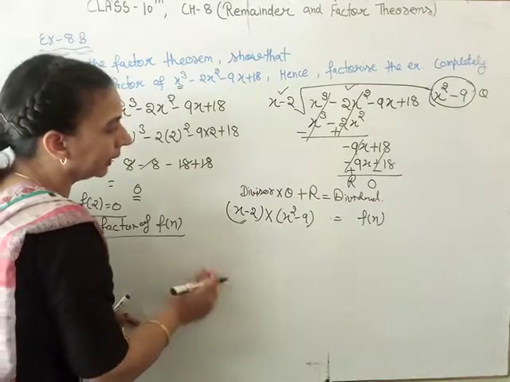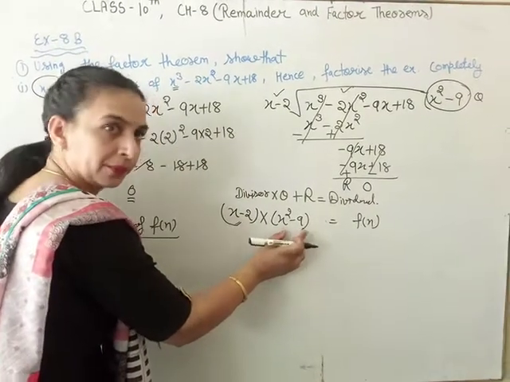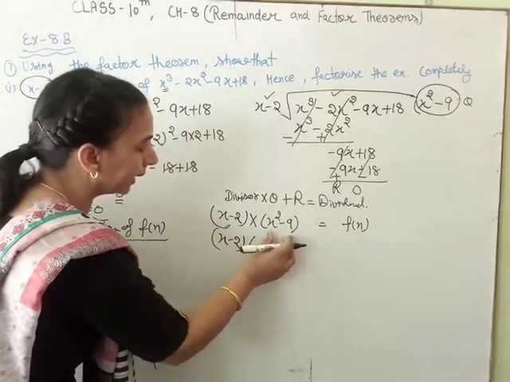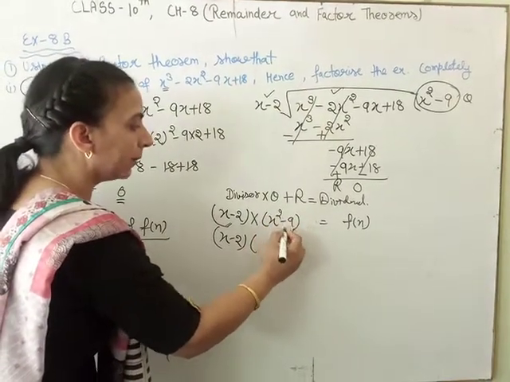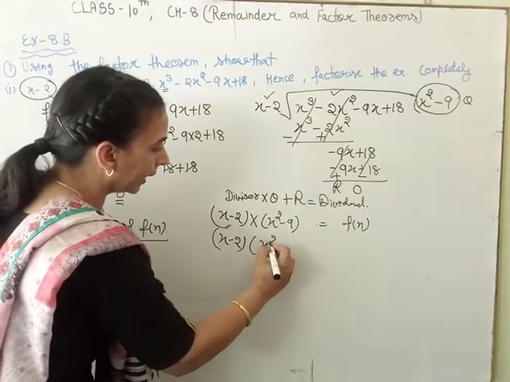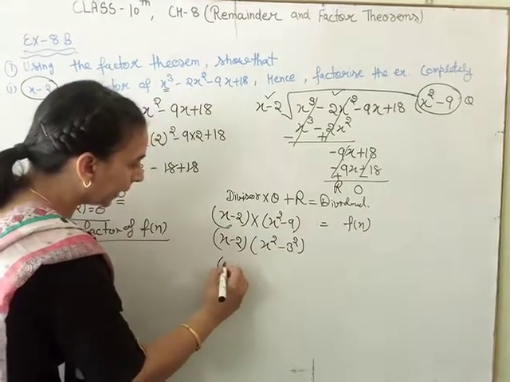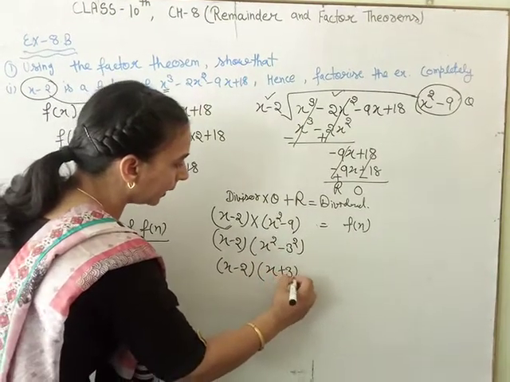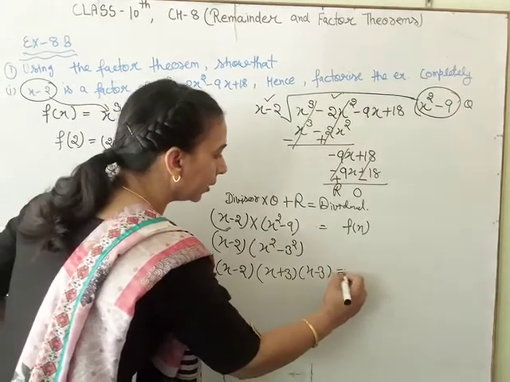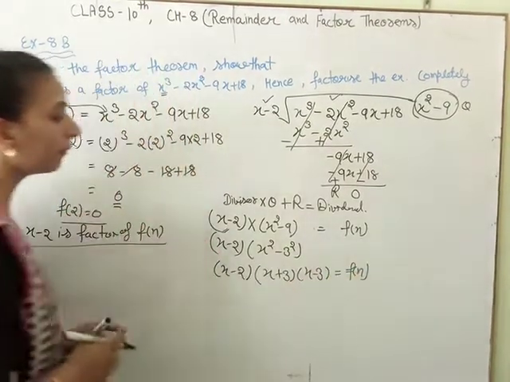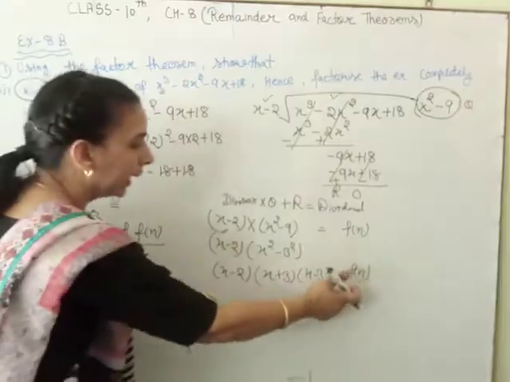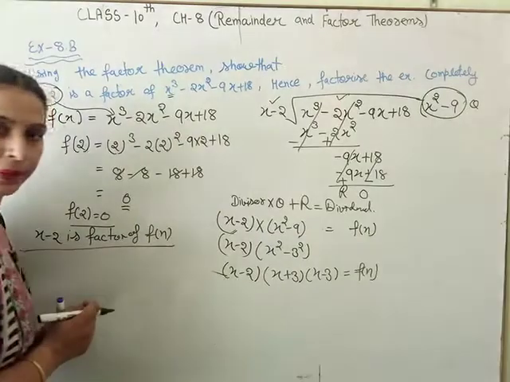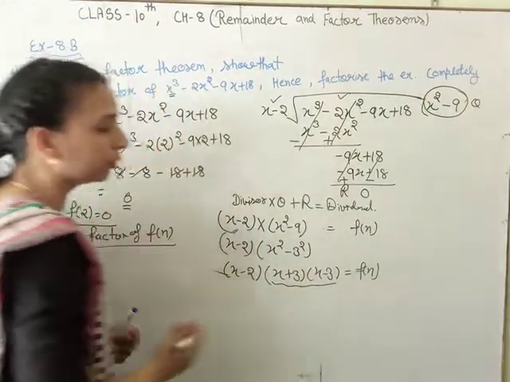This is one factor. Then we find the remaining factor from this quadratic, x minus 2 as it is. And student, we know this is the result a square minus b square. We write x square minus 3 square. Then x minus 2, and this is a square minus b square, x plus 3 and x minus 3 equal to f of x. We write this expression in this form. These all are the factors of this expression. This is the given factor and we find the remaining 2 factors.